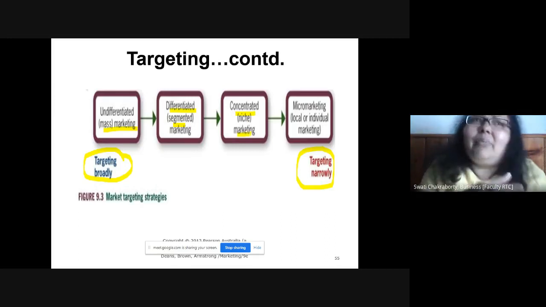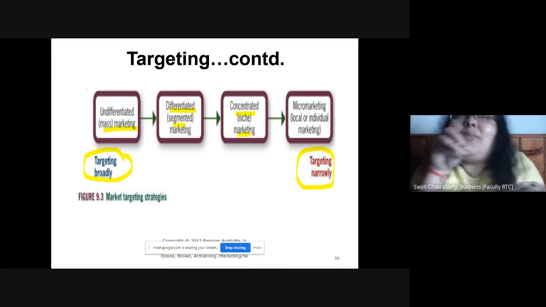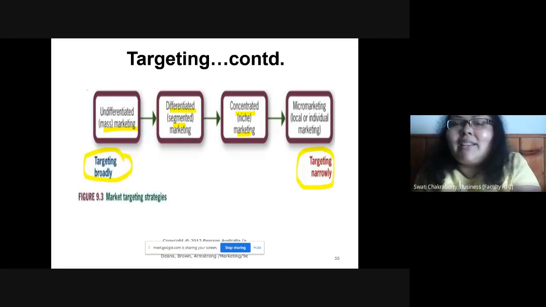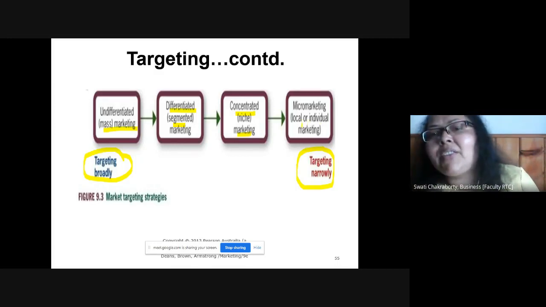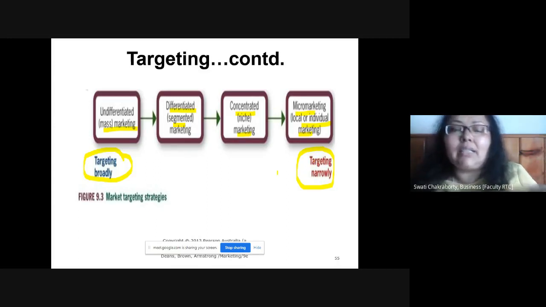Within that segment, you concentrate on certain areas which nobody has ever thought of, or a market where nobody has ventured before. Niche means new, nobody has done before in that economy. And finally, when you start targeting individuals or local areas, that's called micro marketing. That's your narrowest targeting.